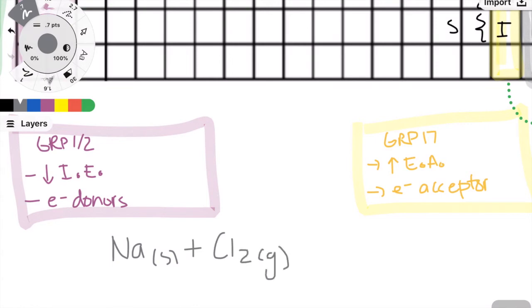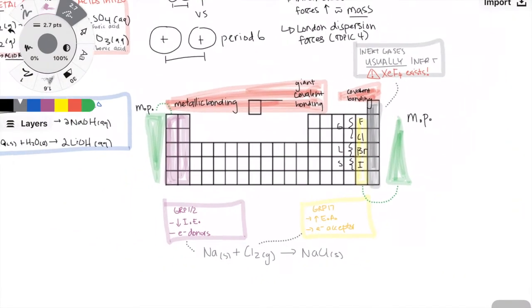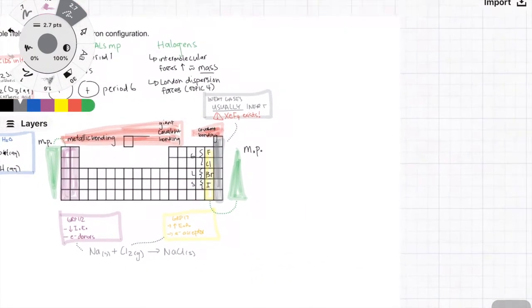So for example, let's take sodium and react it with chlorine, and we get table salt. This releases quite a lot of energy. Again, chlorine accepts electrons and sodium donates electrons. So chlorine becomes -1 charged and sodium becomes +1 charged.